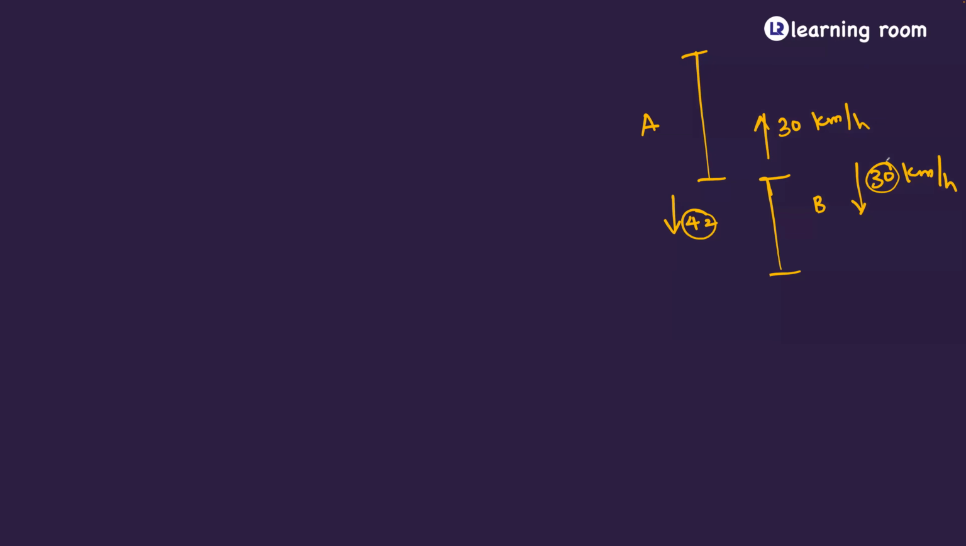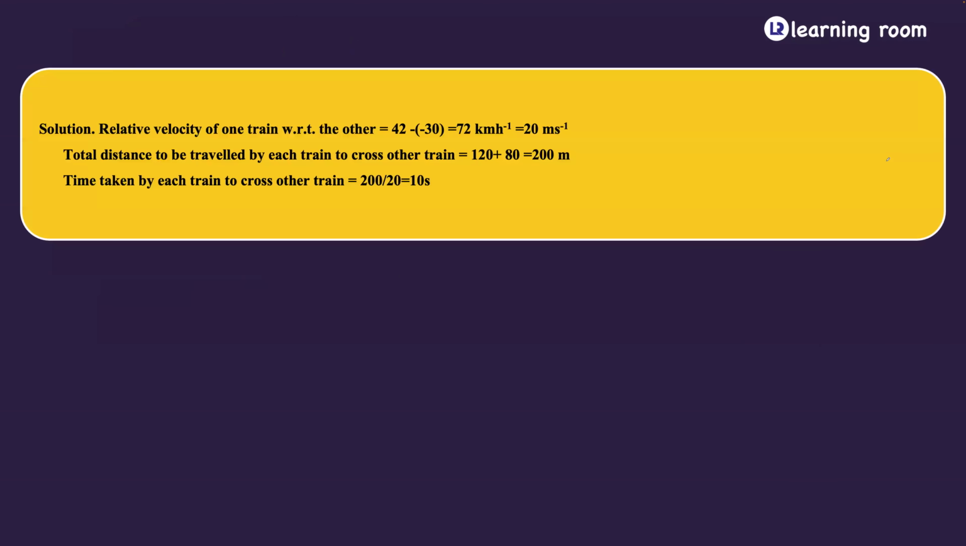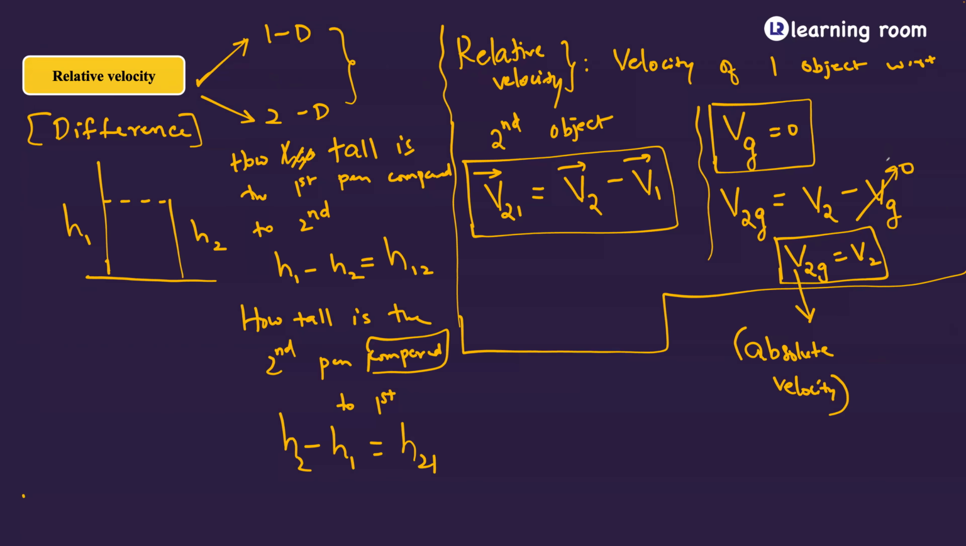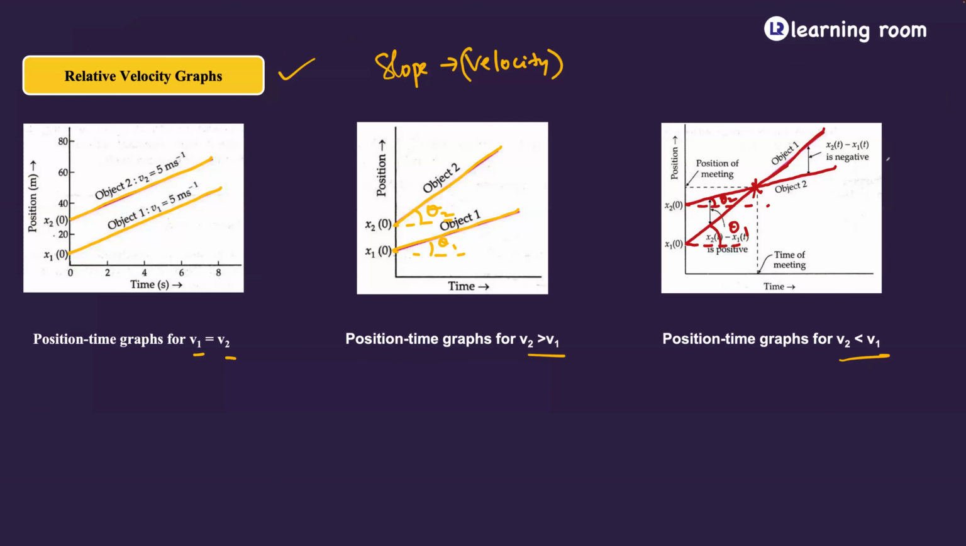So that it becomes simple, or else you will get confused with the directions. Is that point clear? So this is all about the concept of relative velocity. With this, the chapter is over. So motion in one dimension is completed.